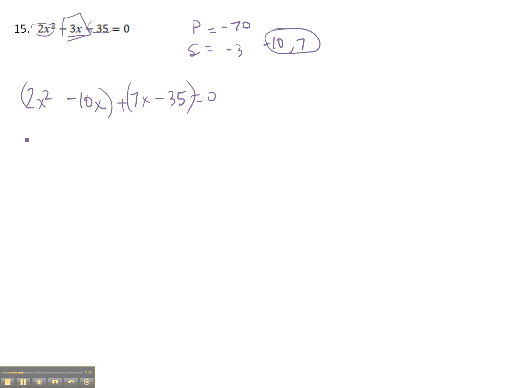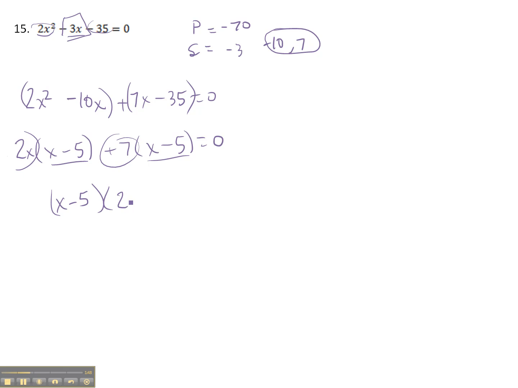What can we pull out of the first set? 2x. What's left behind is x minus 5. On the second one, we can pull out a 7, and what's left behind is x minus 5. And we know we've done this correctly if these two match up. We pull that out as a factor, x minus 5. And on the second one, what's left behind is 2x plus 7. Set them equal to 0 again, so x minus 5 equals 0, so x is 5.